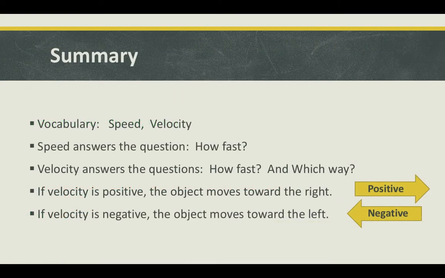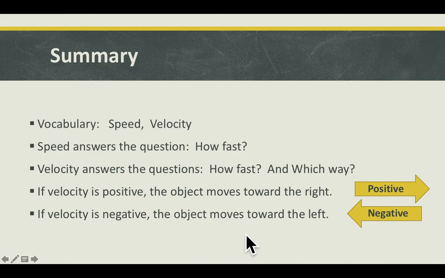So in summary, our vocabulary words were speed and velocity. Speed answers the question how fast, and it's a scalar because no direction is specified. Velocity answers the question how fast and which way. If velocity is positive, the object is moving to the right. If velocity is negative, the object is moving toward the left.